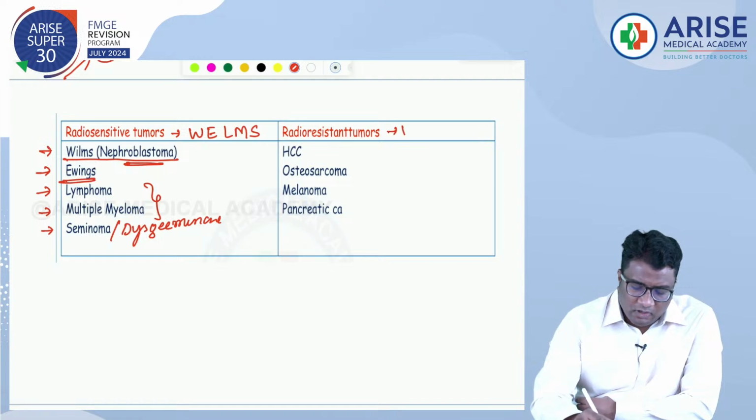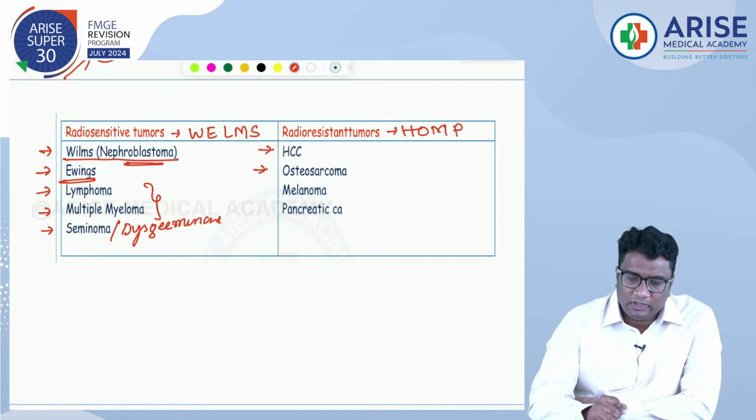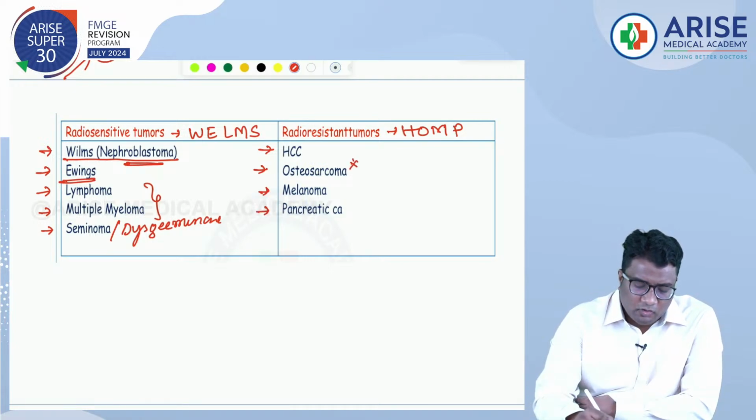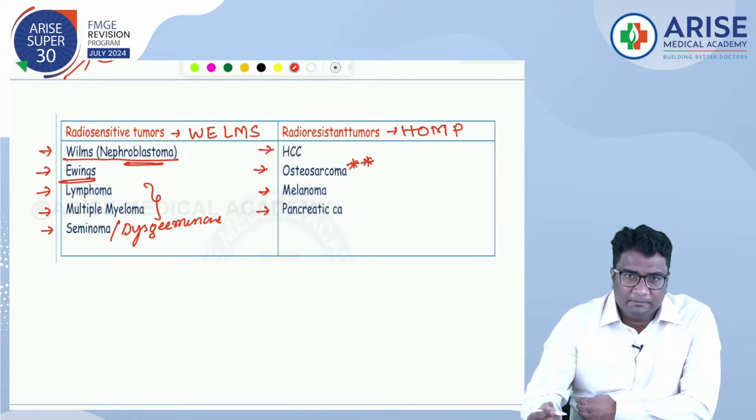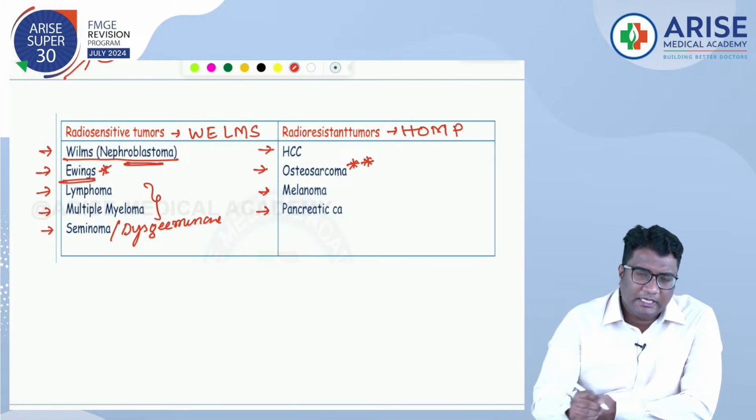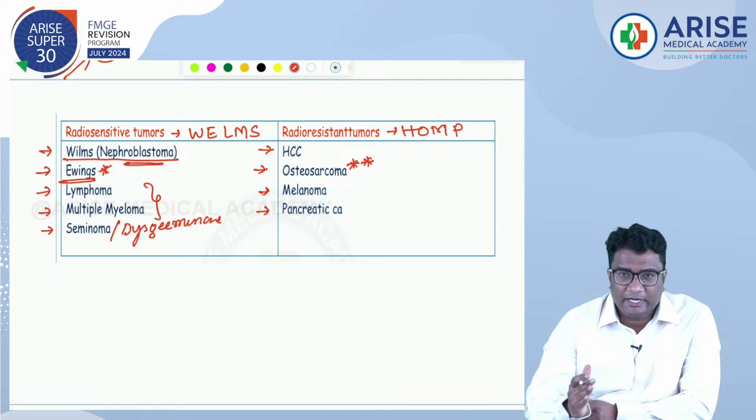Radioresistant tumors is HOMP. What is HOMP? Hepatoma or hepatocellular carcinoma, osteosarcoma, melanoma and pancreatic cancer. So remember, osteosarcoma is a resistant bone tumor. Resistant bone tumor is osteosarcoma. Sensitive bone tumor is Ewing sarcoma, right? Osteosarcoma is a radioresistant tumor.